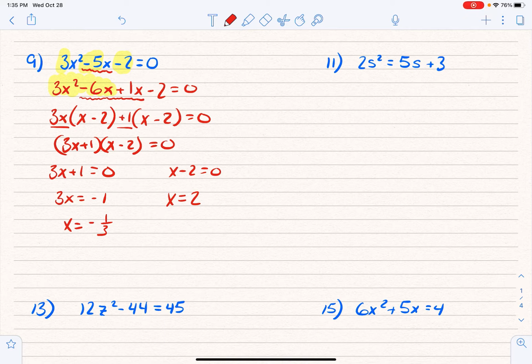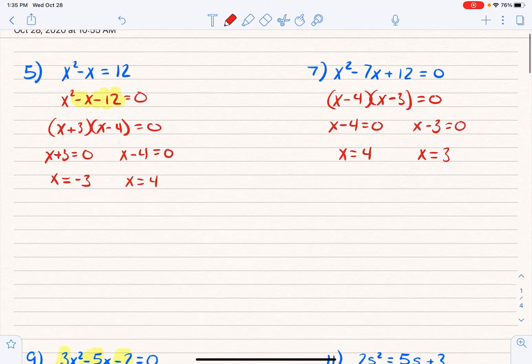All right, this next one, let's see here. We are going to bring everything over to one side. So we have 2s squared minus 5s minus 3 is equal to 0. Okay, we'll go 2 times the negative 3. So this is very similar to the last one. We're looking for factors of negative 6 that sum to negative 5. That again, that would be negative 6, negative 1.